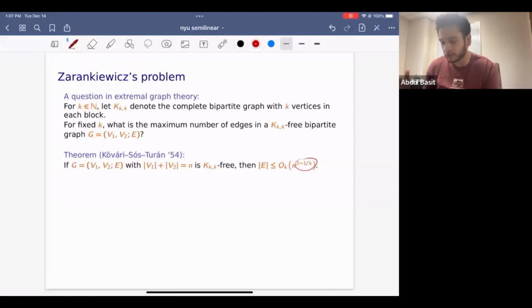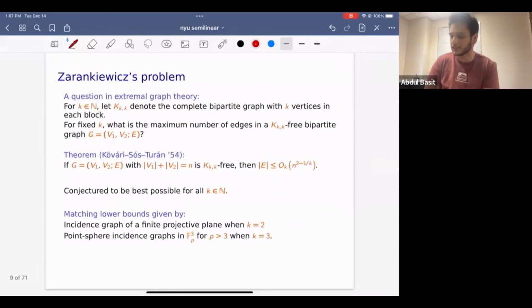We think that this theorem should be best possible for all values of k. That's a conjecture, and actually resolving this conjecture is one of the most important problems in combinatorics, I think. But we know, for example, that it's best possible when k equals 2. That's when we get n to the 3 over 2. How do we show that it's best possible? You can take the incidence graph of points and lines in the projective plane, and that shows this is optimal.